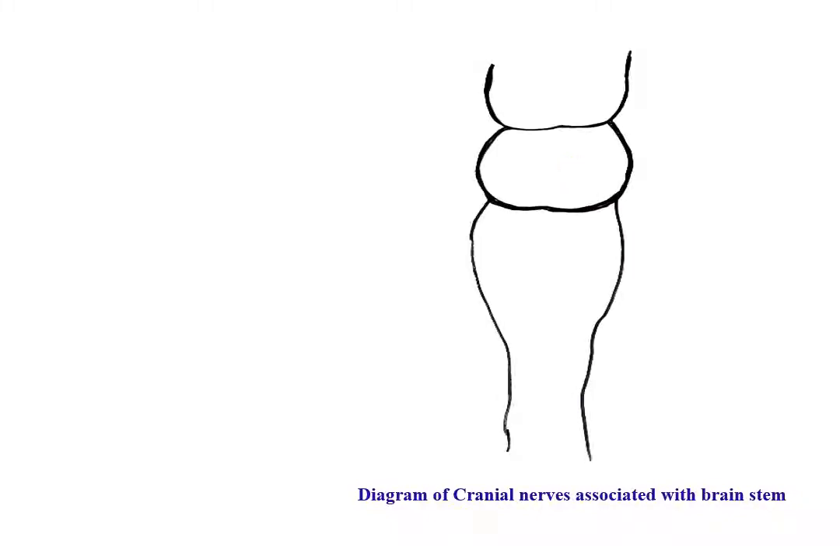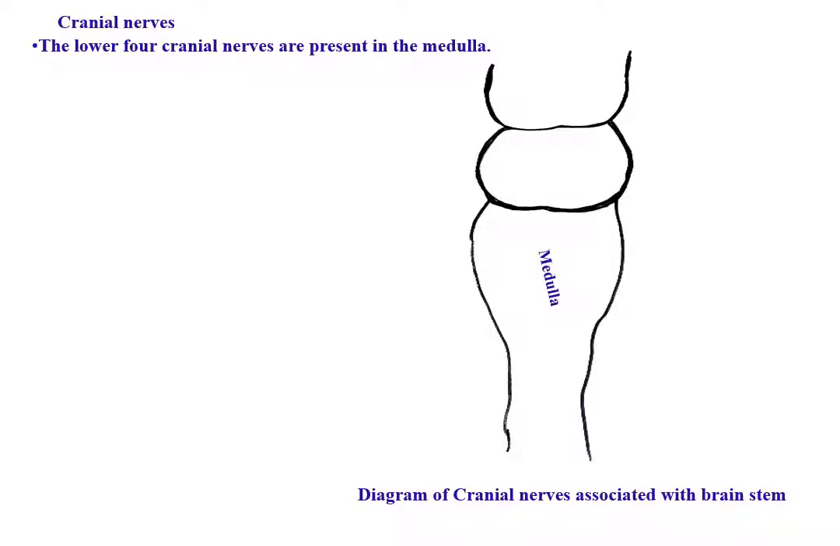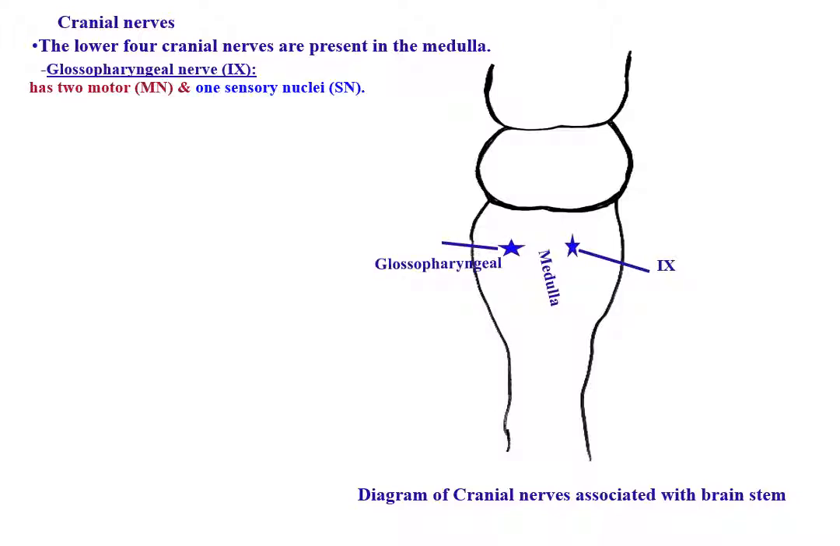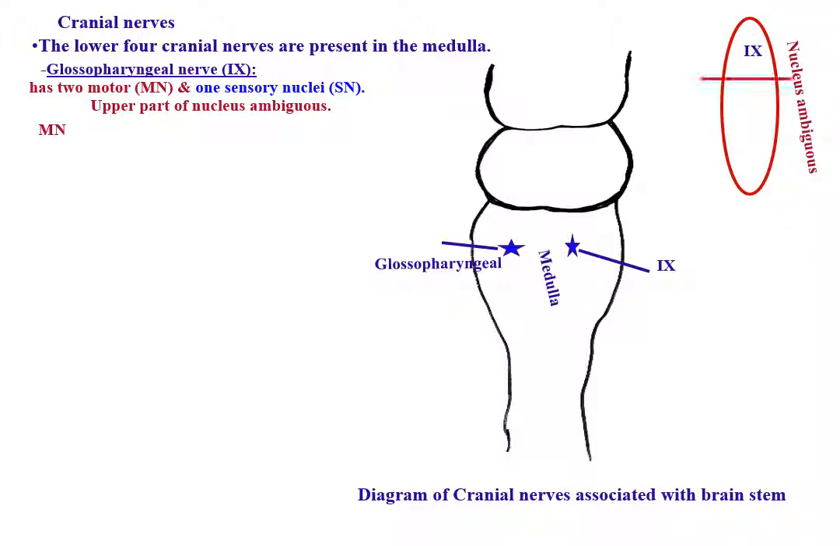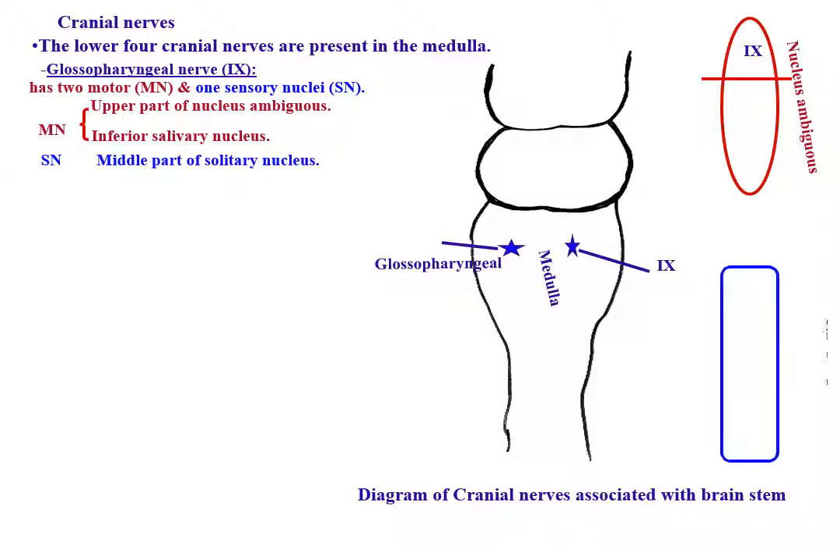Diagram of cranial nerves associated with the brain stem. The lower four cranial nerves are present in the medulla. Glossopharyngeal nerve, number 9, has two motor and one sensory nuclei. Motor nuclei are the upper part of the nucleus ambiguus and the inferior salivary nucleus. Sensory nucleus is the middle part of the solitary nucleus.